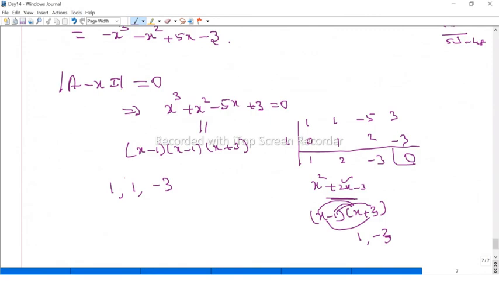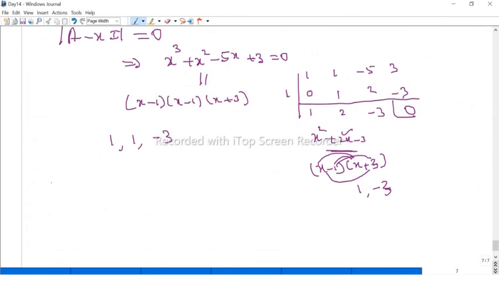But we can easily say the eigenvalues of the matrix A power 10. So this is the eigenvalues of A. Now what is the eigenvalues of 5 times A? We have to multiply by 5. 5, 5, minus 15. Now what is the eigenvalues of A power 7? Now raise the power 7. 1 power 7 is 1. 1 power 7 is 1. 7 is an odd number, therefore minus 3 power 7.